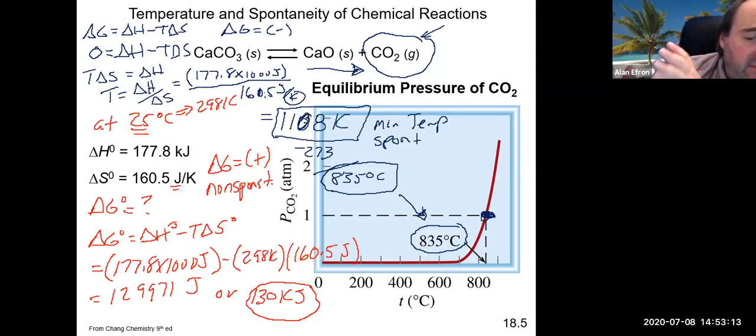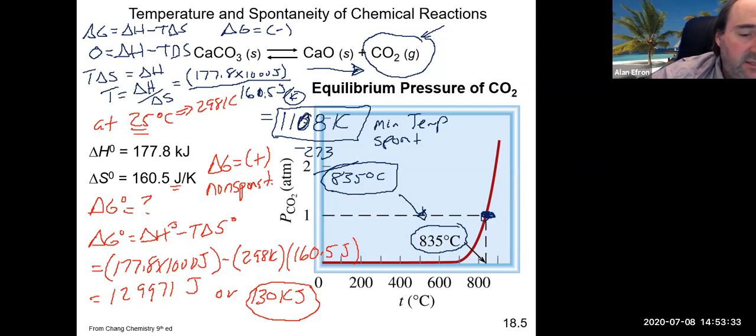And you can see in this graph, we really don't get to standard pressure conditions of 1 atmosphere until about 835 degrees Celsius. You can see that it does start a little bit before that, but it doesn't reach that level of 1 atmosphere until about 835 degrees Celsius. And that is, again, considered sort of the minimum temperature at which this reaction would turn spontaneous.